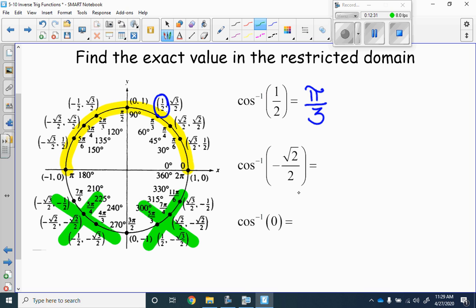Inverse cosine of negative square root of 2 over 2. See that one right here? And so my solution here would be 3 pi over 4. When is the inverse cosine 0? Inverse cosine of 0 takes place at pi over 2. And so you have to look on that domain of 0 to pi.